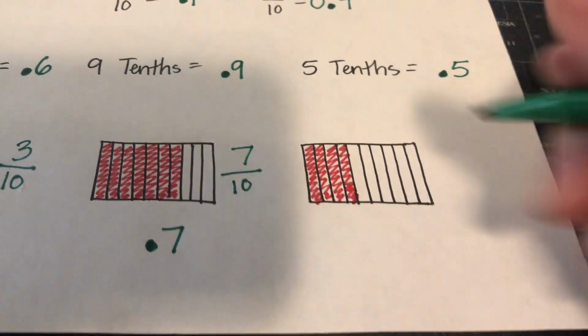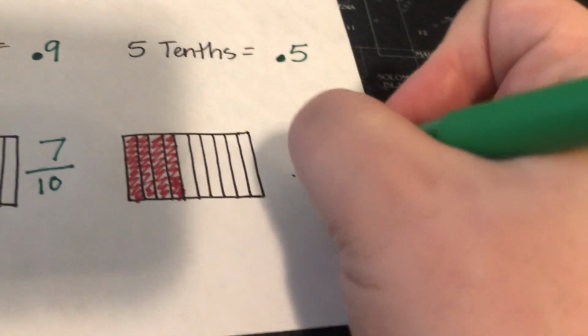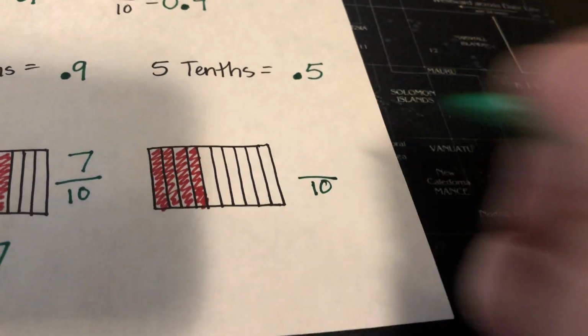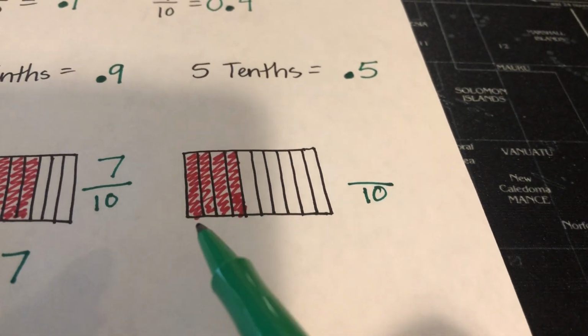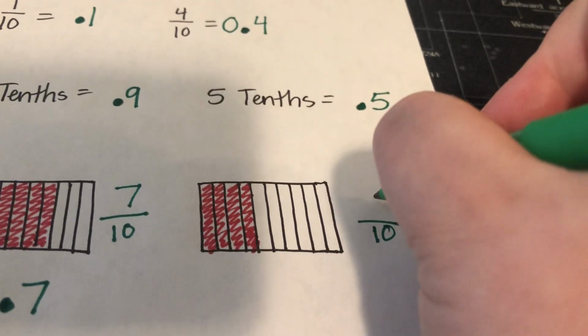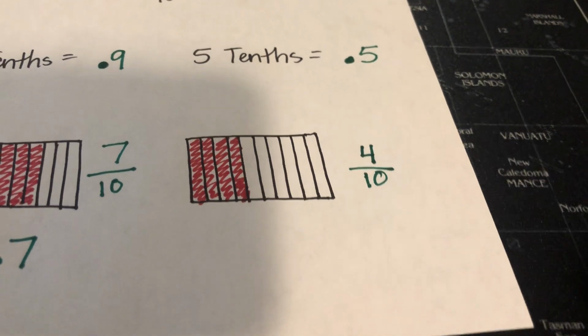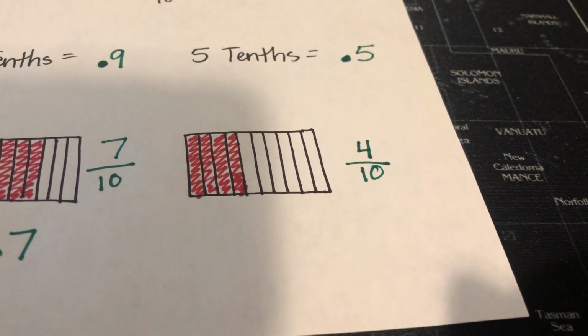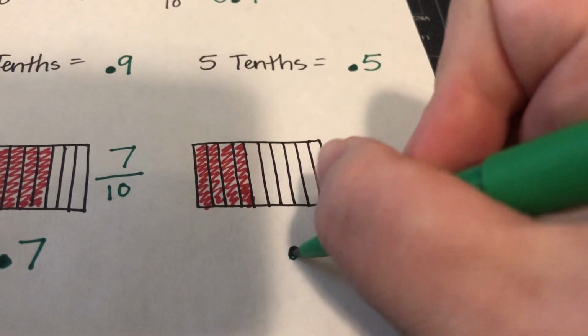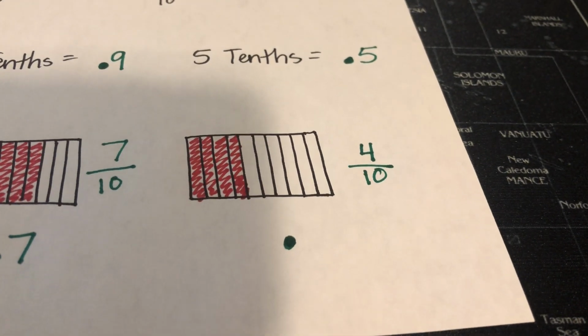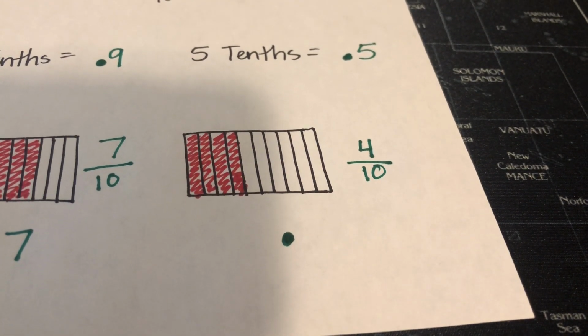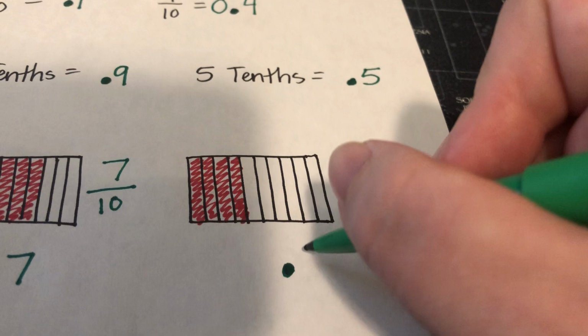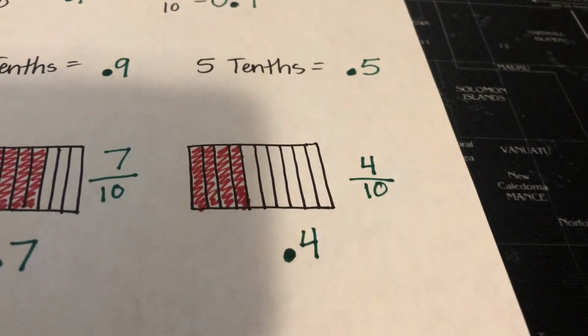I have 10 pieces total. I hope my paper doesn't slide here. 10 total pieces. How many are filled? 1, 2, 3, 4. 4/10 are filled. How do I write 4/10 as a decimal? I'm going to write my decimal, and directly to the right of the decimal is my tenths position, right? So I'm going to write 4/10.